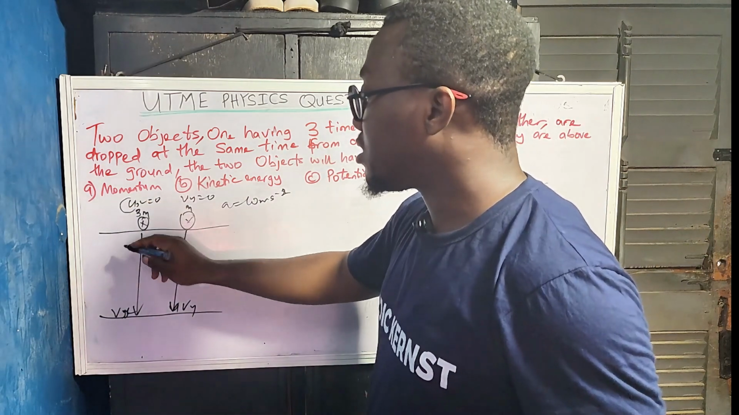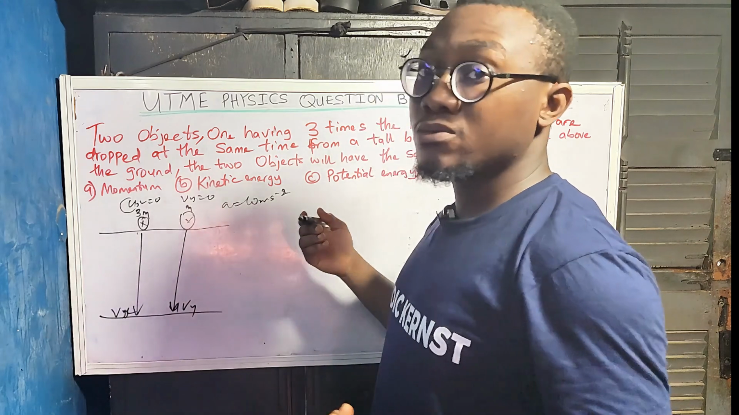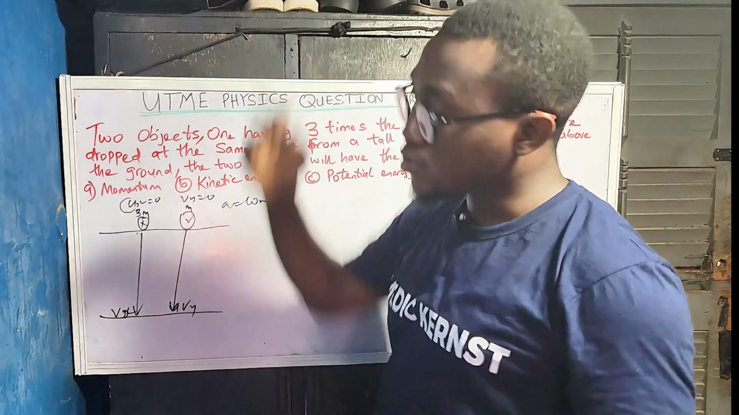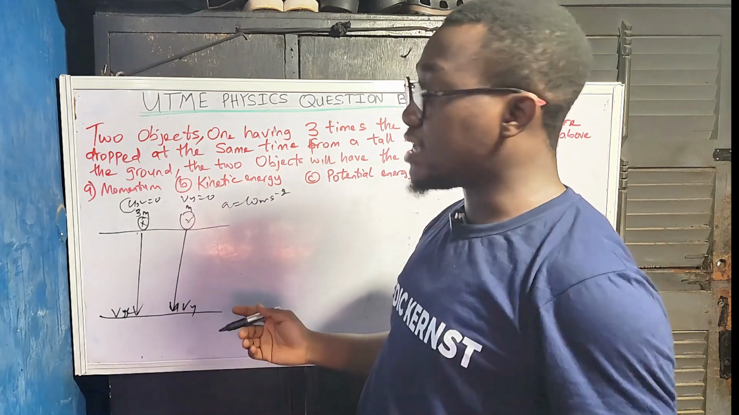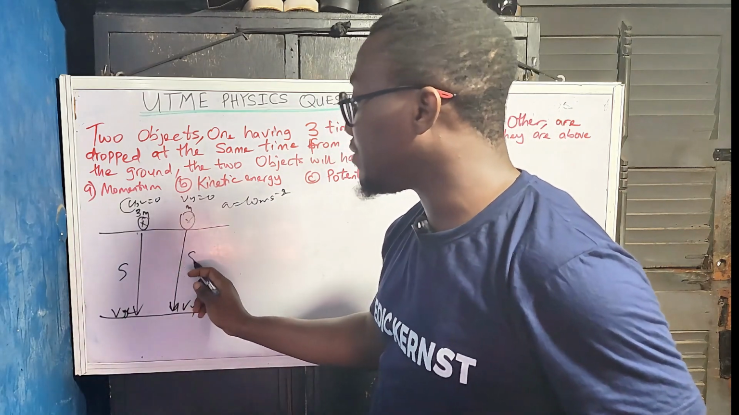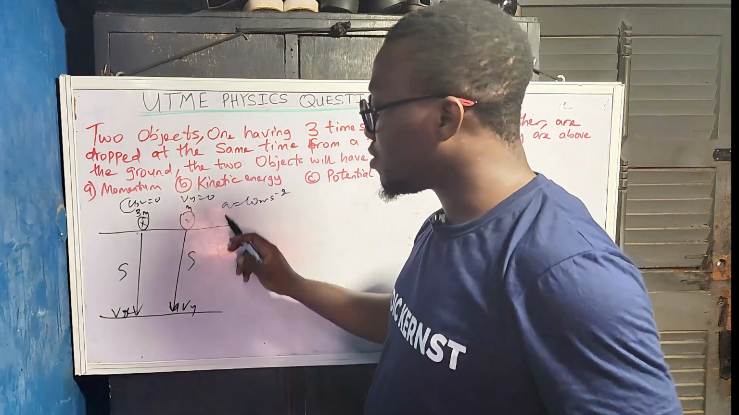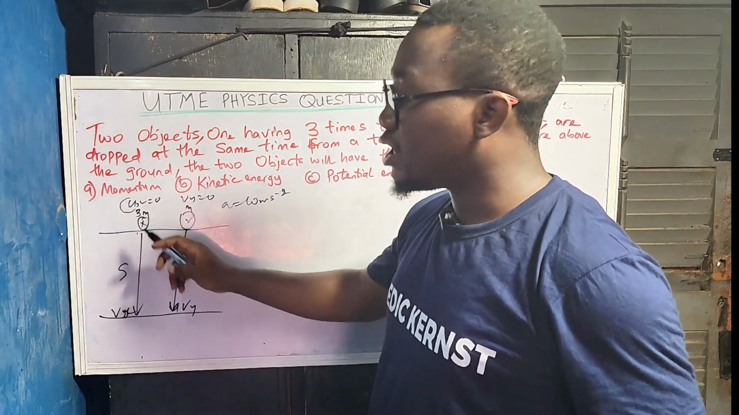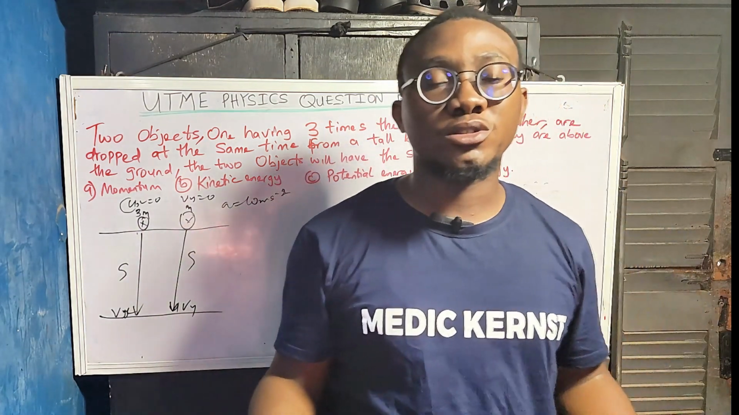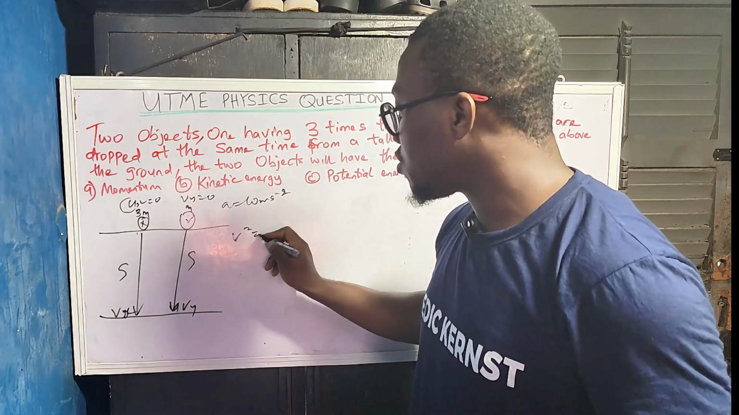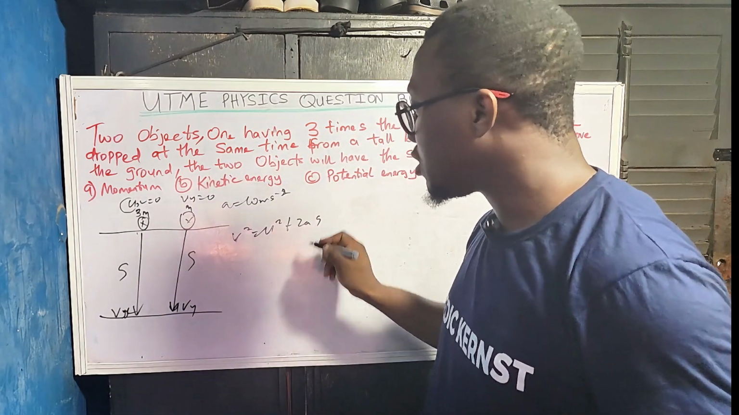Don't forget that since it is from a tall building, there'll be a distance covered. So we are also given s, and the s for this will also be the same s for this, since both of them are covering the same distance. So we have our s, we have our a, we have our v, we have our u. Each equation of motion, uniform motion, links all of this together. We have v squared equals u squared plus 2as.